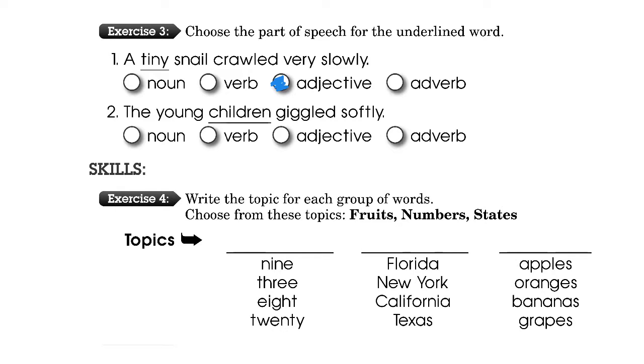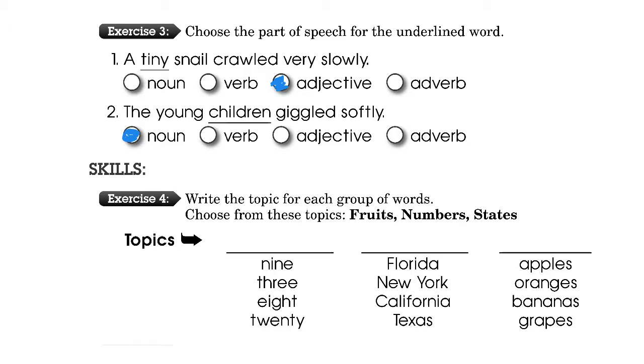All right, number 2, the young children giggled softly. What part of speech is the underlined word children? If you're not sure, we can do question and answer flow. Okay, the young children giggled softly. Who giggled softly? Children. Subject, noun. Okay, see how that helps you figure it out?